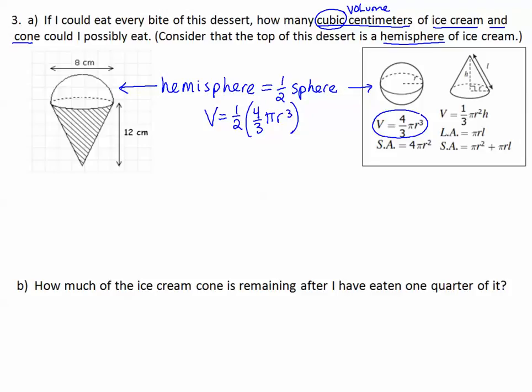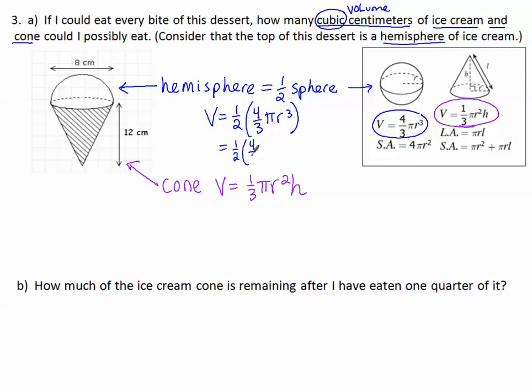The bottom portion, the cone, is the cone formula. And that's the entire cone. So the cone volume is 1/3 pi radius squared times height. So let's plug in the values from the picture to get each of these volumes.